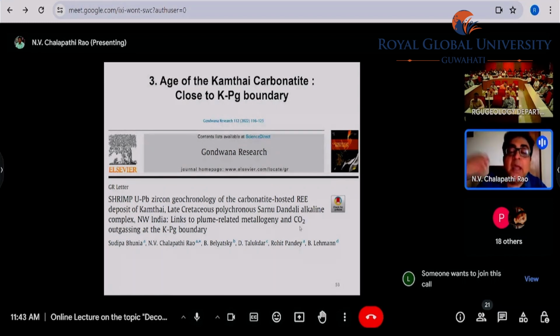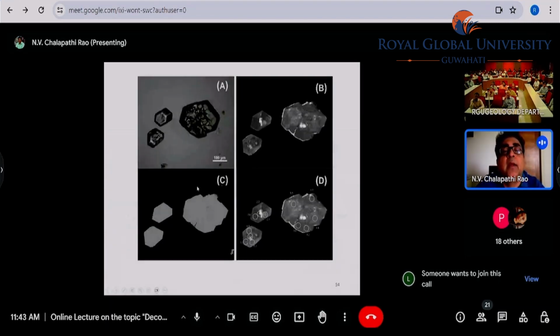And this release of carbon dioxide content at the K-Pg boundary might have contributed to mass extinction there, along with the Deccan Traps. That's what we have proposed. You can go through this paper in detail.